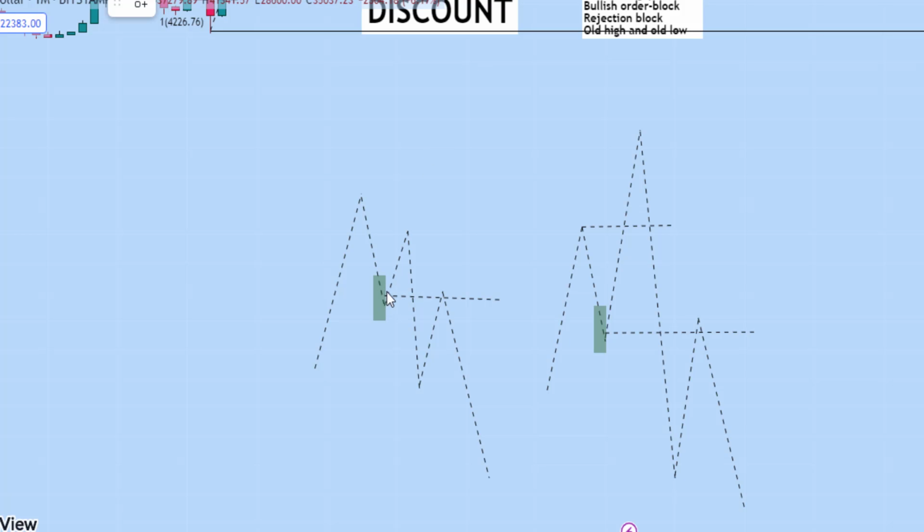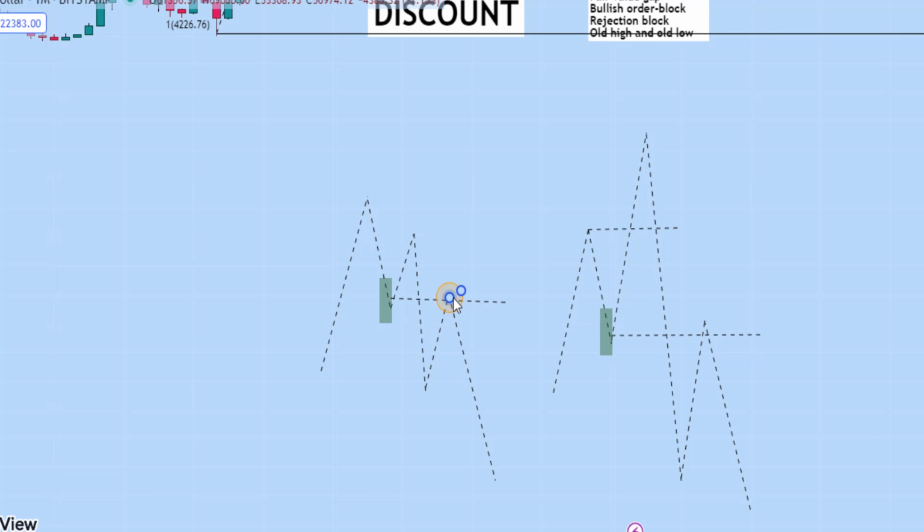But it never rejected price from here. It just traded through it and then took liquidity below it. If price comes back, this is now your entry. This is how people trade mitigation blocks. This is now your entry at this level. This is how to identify a mitigation block. I will show you that on a chart.